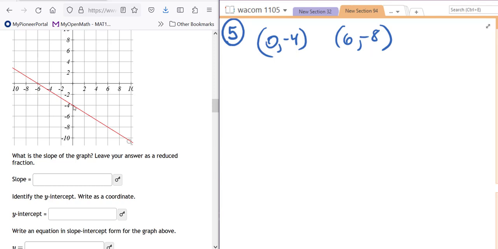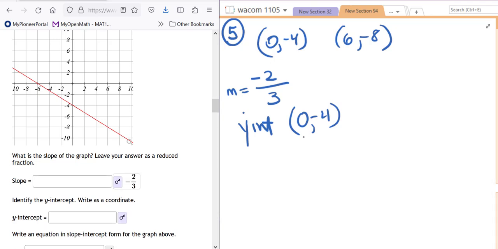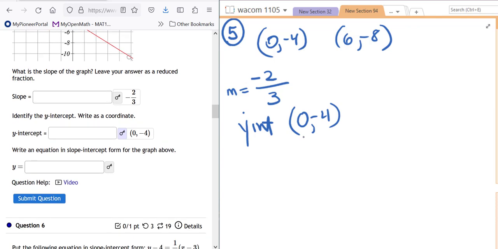So from 0, -4, I'm going to go down and then over. So I'm going to go down 2 over 1, 2, 3. So down 2 would be -2 over 3. So there's our slope. The y-intercept is the point where the graph crosses the y-axis. So the y-intercept from the picture is 0, -4. Make sure we have those right: -2/3, 0, -4.